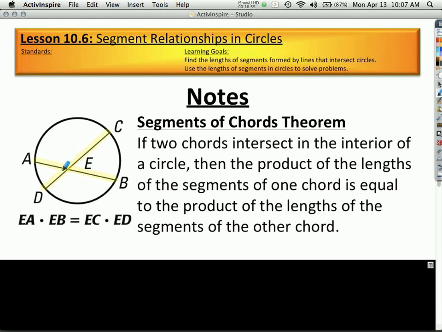The segments, so this point is cutting the chord into two segments. Those two segments multiplied together will equal those two segments multiplied together. Any questions about just the basics? All right.